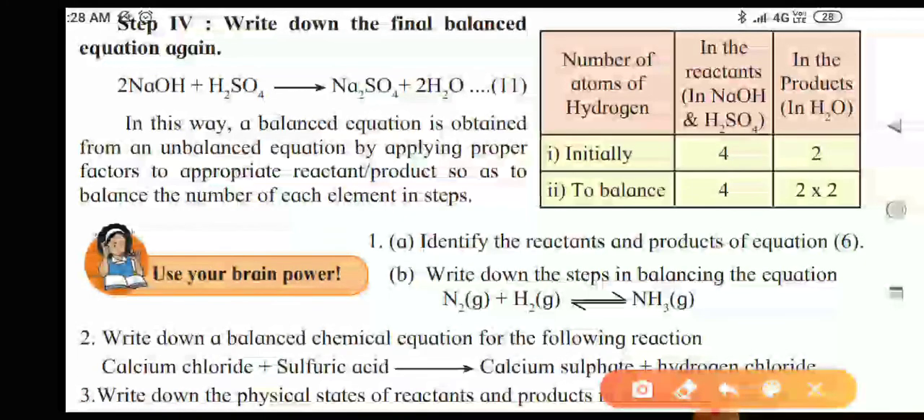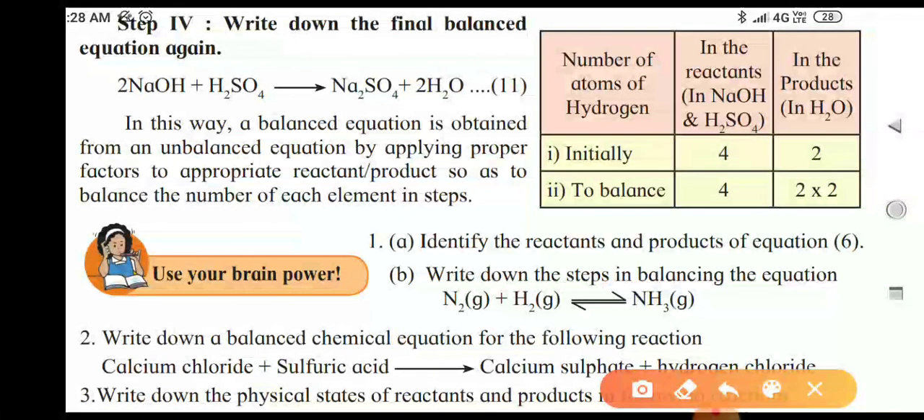Step 4 now: write down the final balanced equation again. So we write this equation and here we make a chart. The total number of hydrogens is equal now. Initially there was 4 and 2 in the product, and now there are 4 and 4 in the reactant and product side. So thus we balance the equation in 4 steps. This is called a balanced equation. These are the 4 steps in balancing chemical equations.